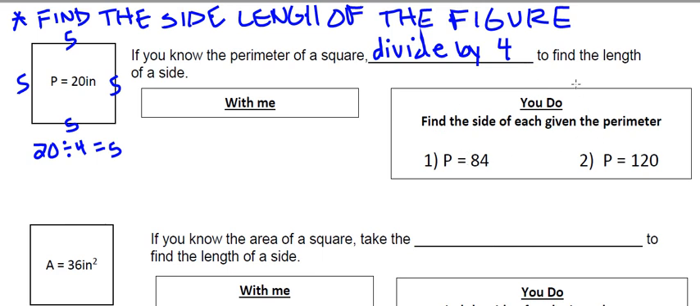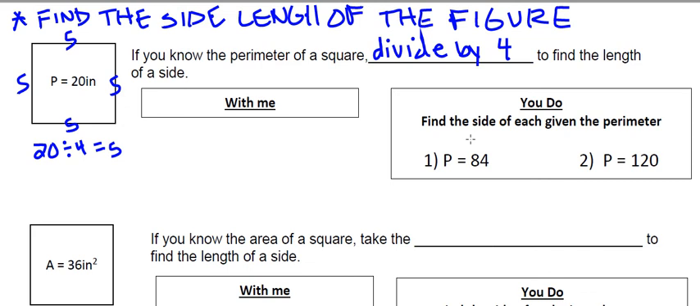Figure out what each side length there would be. So pause while you do that. And then again, I'm just going to keep going, but you should pause while you do that and then come back and check. All right, so I'm given the perimeter.